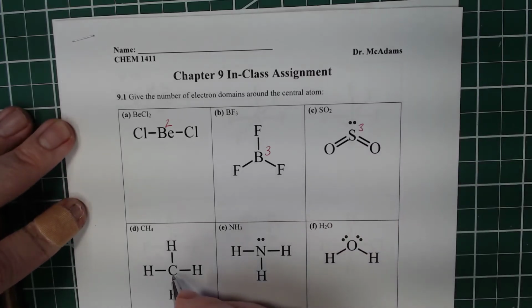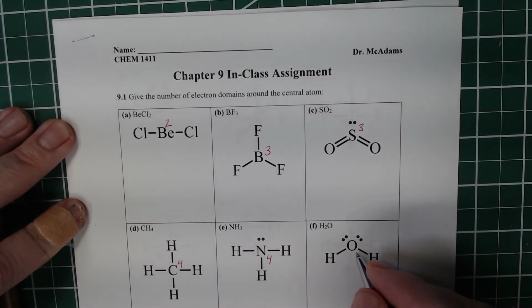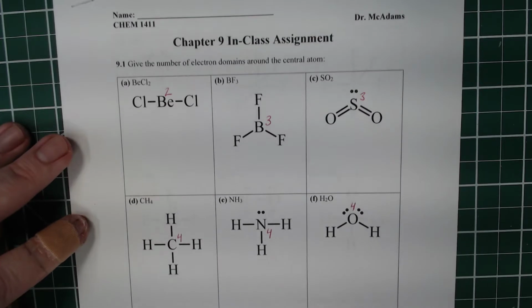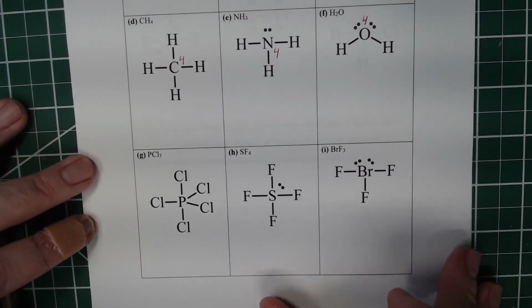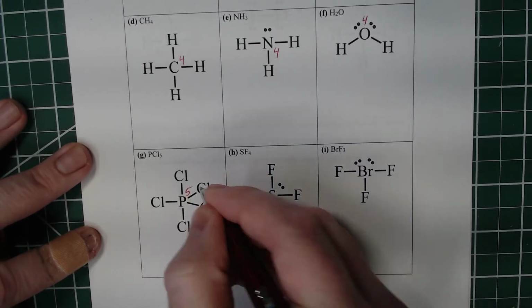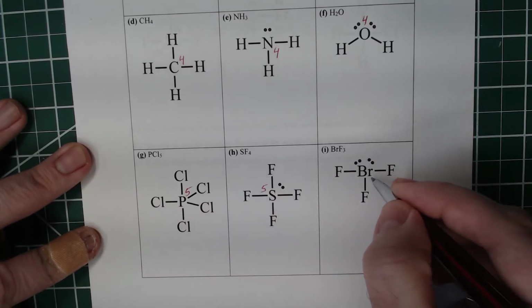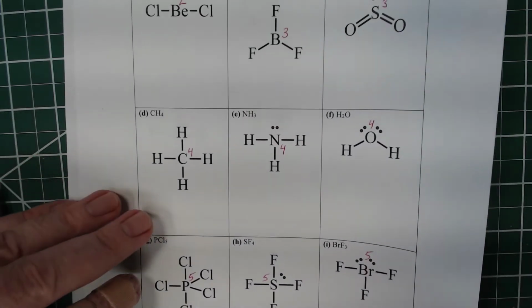On the carbon here, we've got 4 domains. We saw that one on the overhead. This one also has 4 domains. Oxygen here on the water has 4 domains, 2 lone pairs, 2 single bonds. All right. Scroll down here a little bit, and we'll get to this phosphorus. Clearly, there are 5 domains there. This sulfur also has 5 domains. This bromine also has 5 domains.